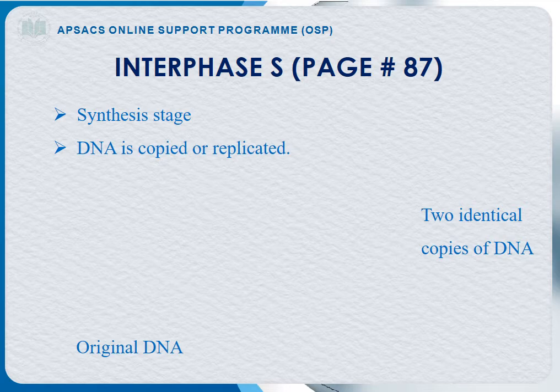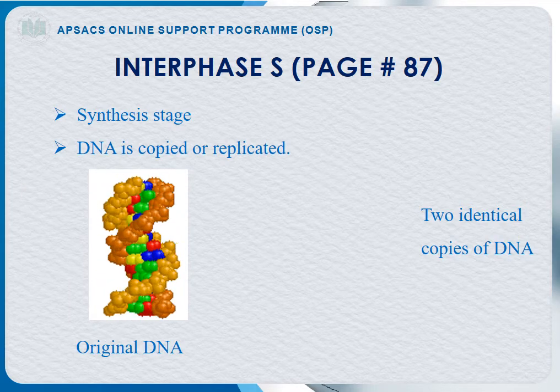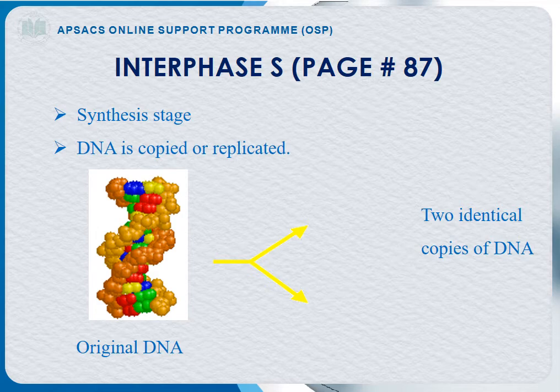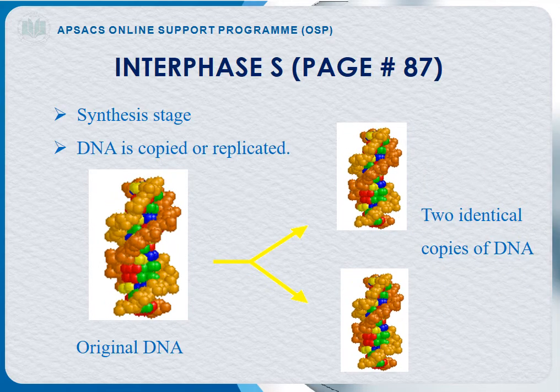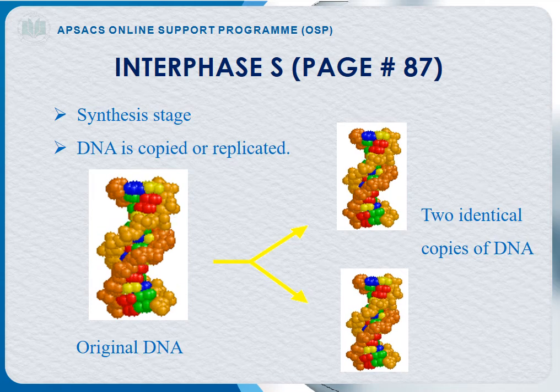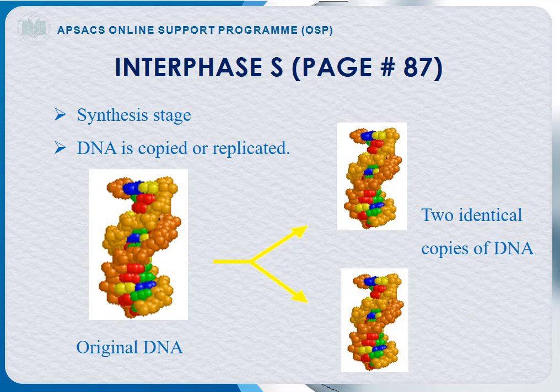Interphase, S phase. S means synthesis stage. In this phase, the cell duplicates its chromosomes. As a result, each chromosome consists of two sister chromatids. DNA is copied or replicated. This is the original DNA. Two identical copies of DNA will form. In this stage of interphase, it will divide into two identical copies of the DNA.